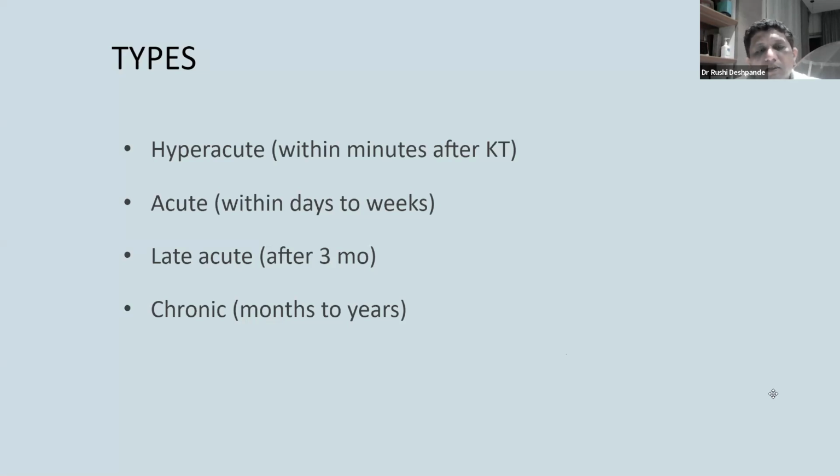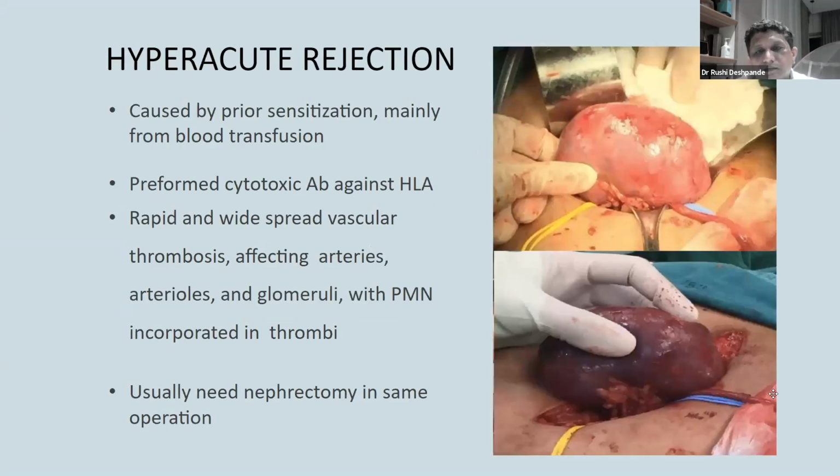Late acute rejection, after 3 months, is when antibody production goes up and de novo DSAs come into the picture, and chronic humoral rejection is a commoner form of rejection at this point. Chronic rejection is because of low-grade antibody formation, which leads to chronic antibody-mediated injury to the kidney, causing acute chronic rejection, which is over months to multiple years.